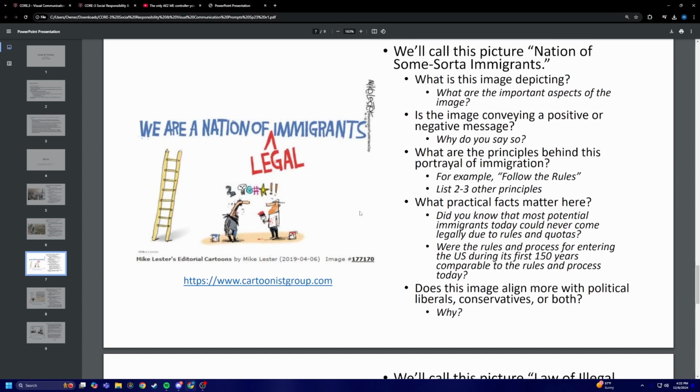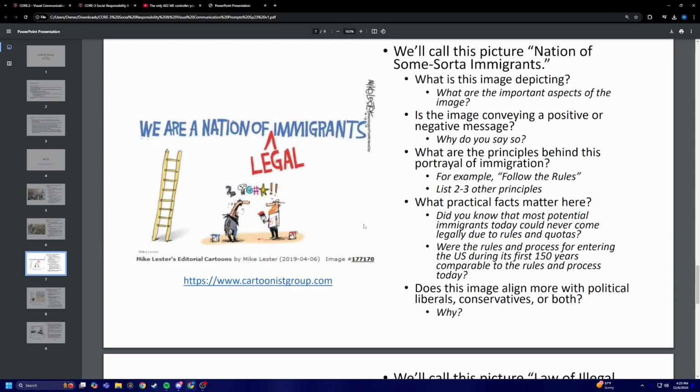political cartoon. This one is called Nation of Some Sorta Immigrants. This image is depicting, we are a nation of legal immigrants. And then a leftist social communist arguing against it, you know? Oh, yeah. He's upset that he put the word legal, and then we are a nation of legal immigrants. Yeah. Well, I have seen this image before. This cartoon is definitely conveying a negative message of immigration.